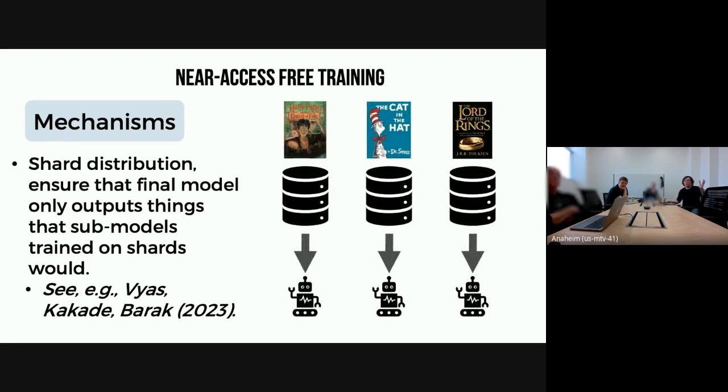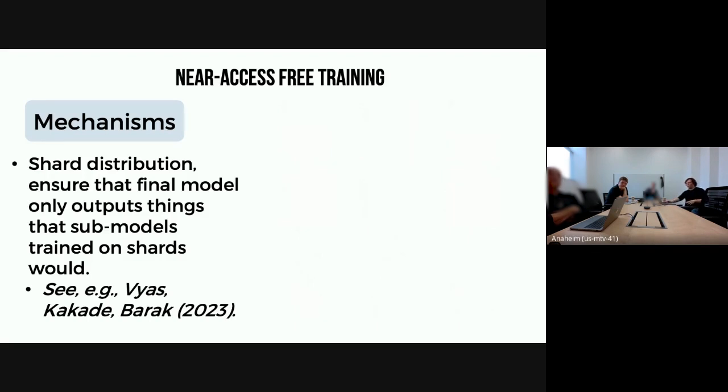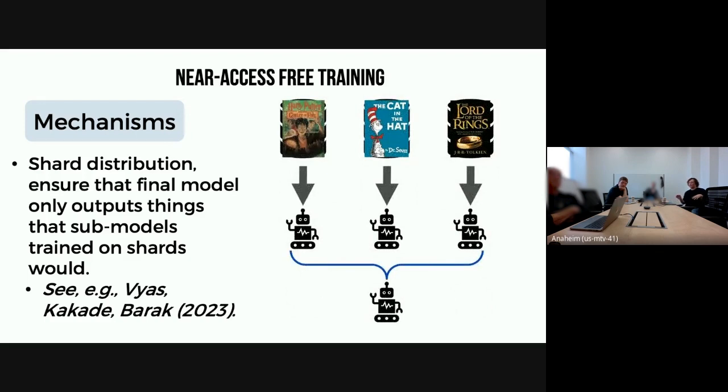Basically, you partition the space and you have 3 different books: Harry Potter, Cat in the Hat, Lord of the Rings. You create 3 data sets from those books. You train 3 separate models on those books. And then when you merge it back together, you only keep content that would be generated by all 3 of those submodels. So that way, you'll only get high-level themes, things that would be in common between Lord of the Rings and Harry Potter, not things that would be unique to either.